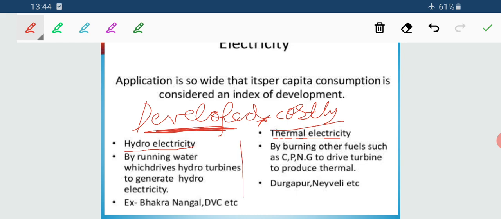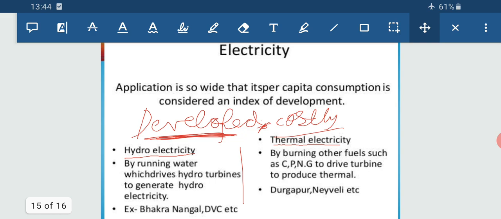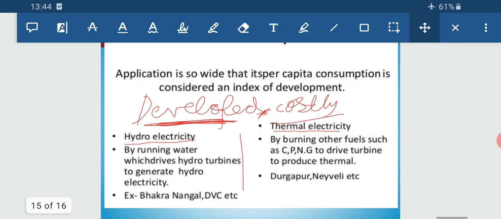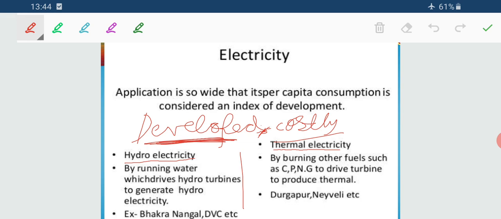Now one very big question: the more the consumption of energy, that is electricity, the better the development, or it is considered an index of development. So why is it considered an index of development? Because all the sectors of the economy, whether primary, secondary or tertiary, consume the maximum electricity. The more electricity is consumed by the primary, secondary and tertiary sectors, the more the development is proceeding for the country, or continuously accelerating the rate of development. So it is considered an index of development.